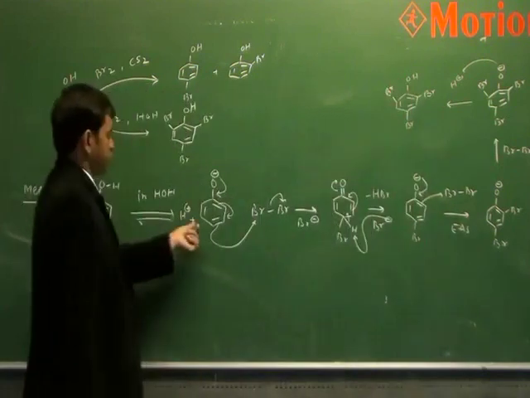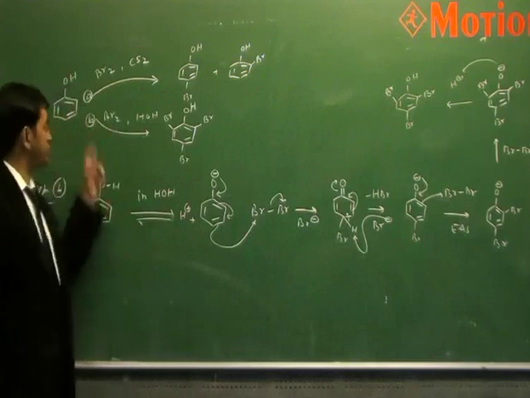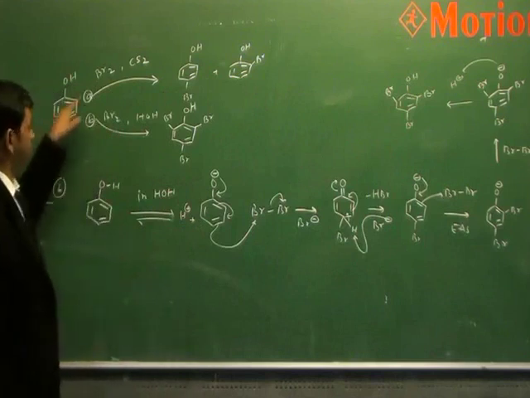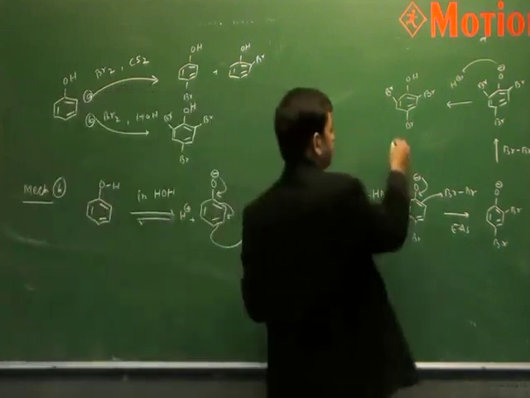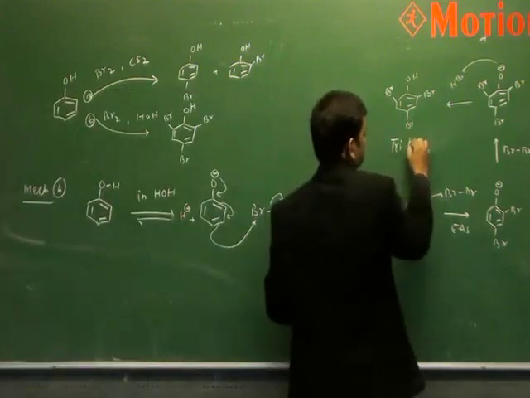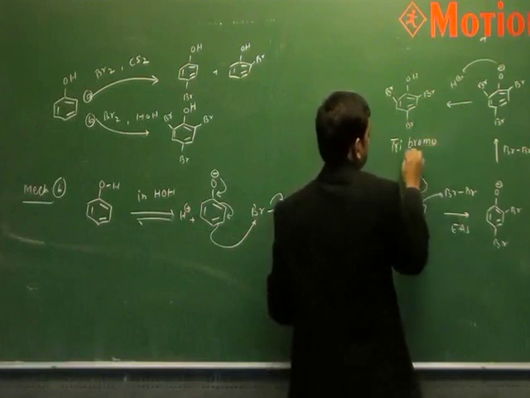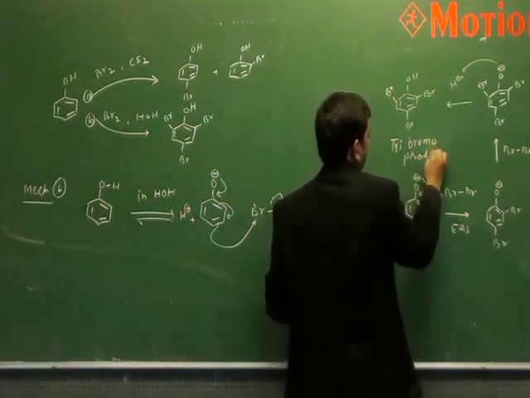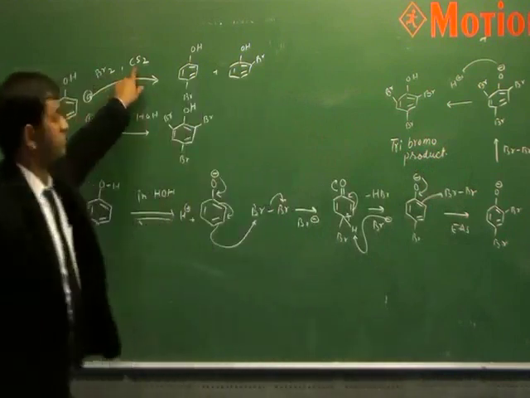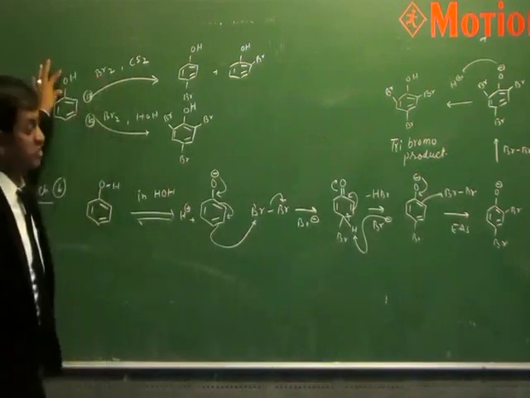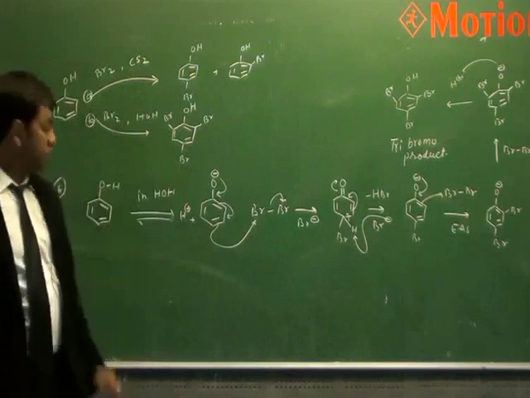In water they dissociate into phenoxide, which is more reactive than phenol. That is why all three ortho and para positions are occupied by Br, and we obtain the tribromo product. On the other hand, this is a non-polar solvent, so it is not reactive. That is why it gives the monobromo product.